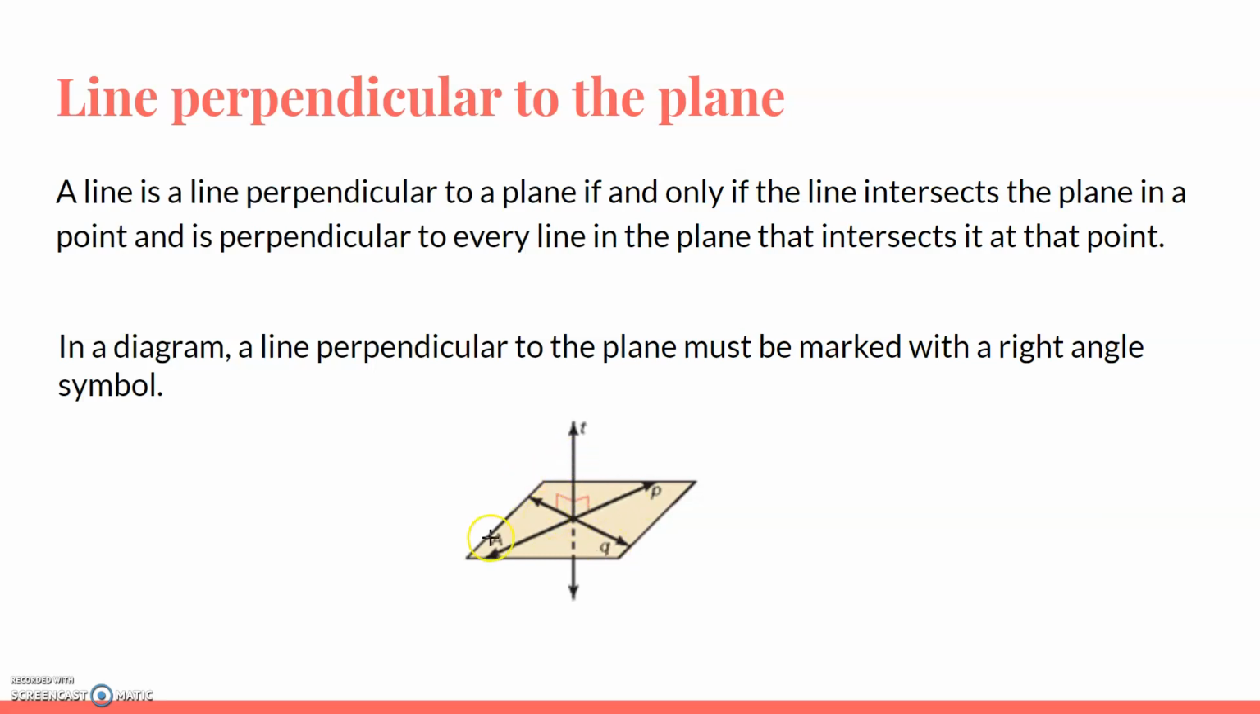As you can see here, there are 2 lines here. The line does intersect the plane at one point. These 2 lines also intersect at the same point. So there we know that the perpendicular line is perpendicular to all the lines that are intersecting at that single point. So we know that this line is perpendicular to the plane.